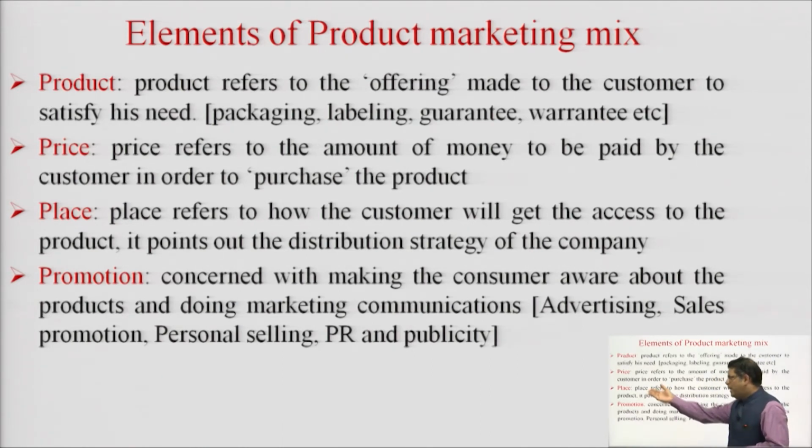While we were talking about place, place refers to how the consumers will get access to the product. It points out the distribution strategy of the company. While certain products are made available online, like we discussed, there are certain products which are available only offline or in offline stores. So, we have to visit the shops and then only we can purchase those products.